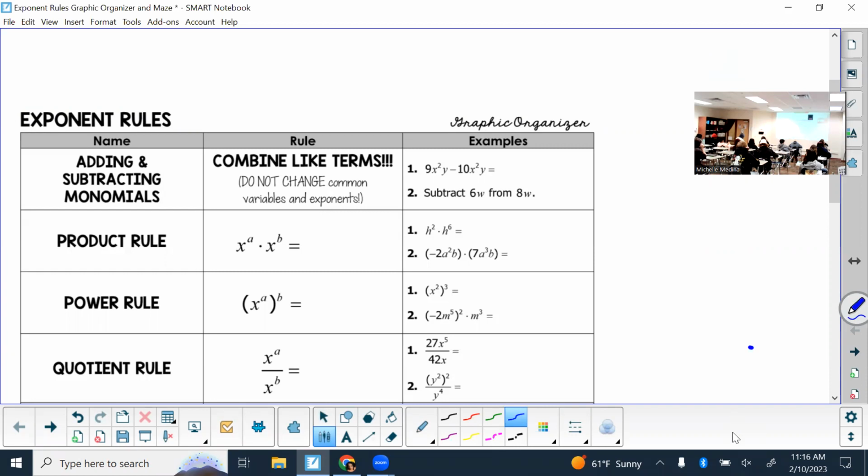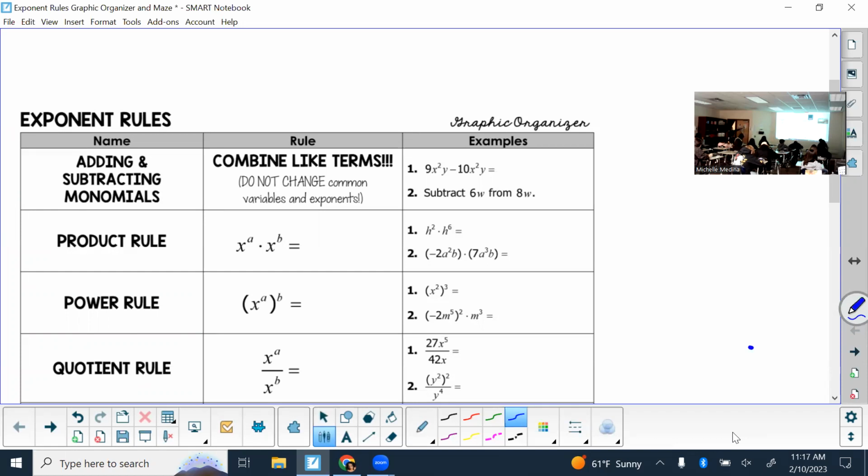After we fill out this graphic organizer, we will do an exponent rules maze, and that will count as an assessment. So you'll want to make sure that this note sheet is filled out accurately, but if you made a mistake, make sure that you correct it, so it can help you with your maze.